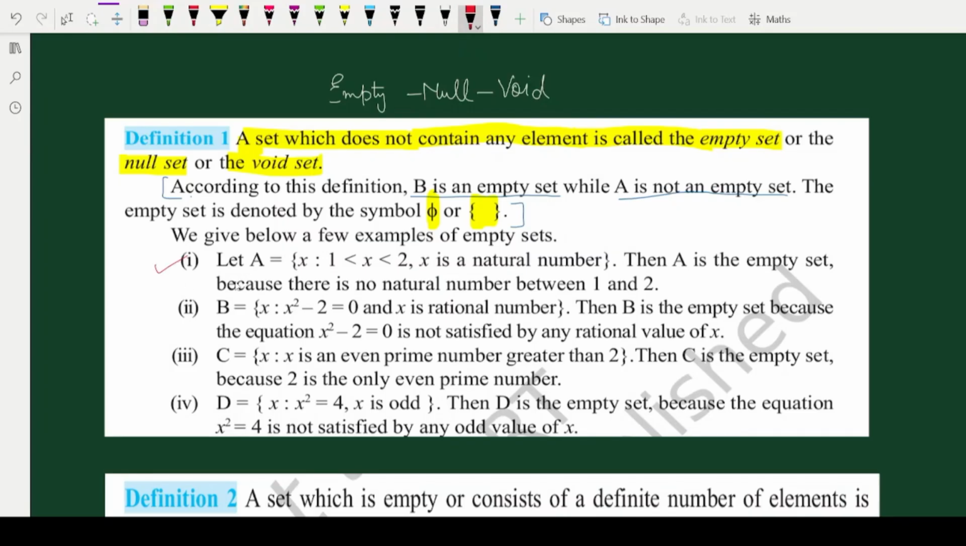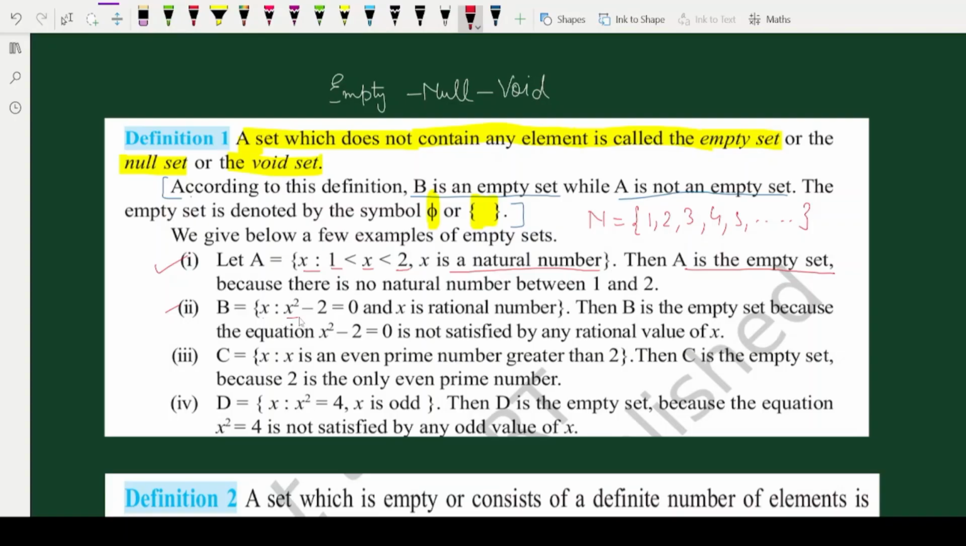Let A be the set of x such that x is less than 1 and greater than 2, and x is a natural number. We know the natural numbers are 1, 2, 3, 4, 5 and so on. But they say the natural number between 1 and 2. There is no natural number between 1 and 2, so this set is the empty set. This is a very good and classic example. Now B.